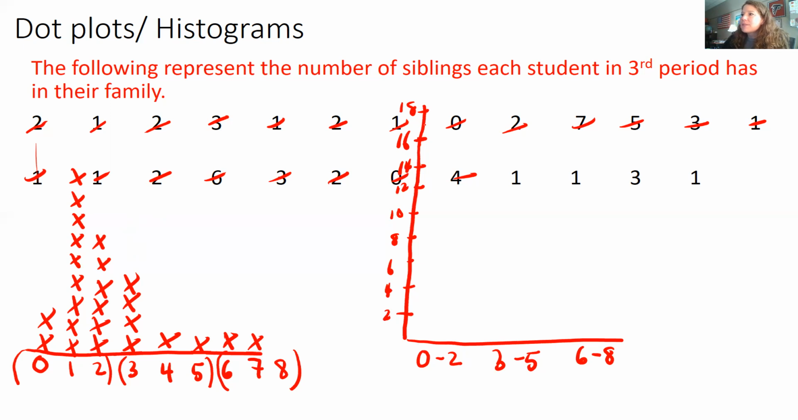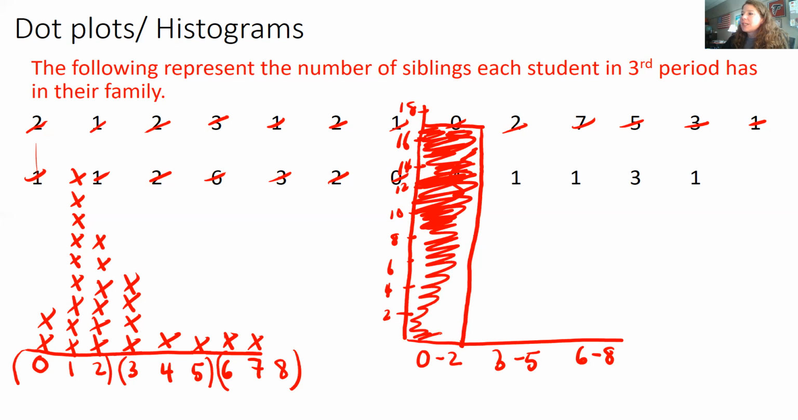So histograms look a lot like bar graphs, except the bars all touch each other. So my most popular response was 17. So we're going to make our bar go all the way down here. We would use colored pencils or crayons, and we would fill this in nicely. Obviously, I'm doing it kind of quickly, so mine's not going to be the neatest graph you've ever seen.